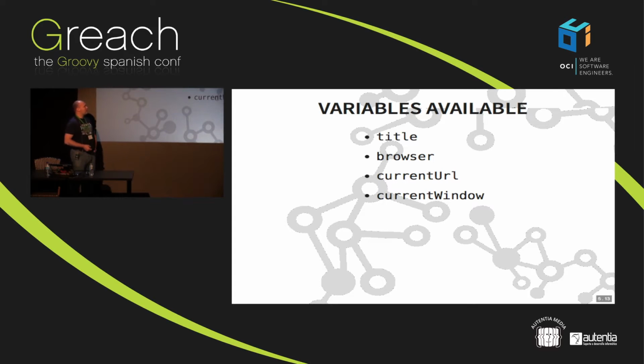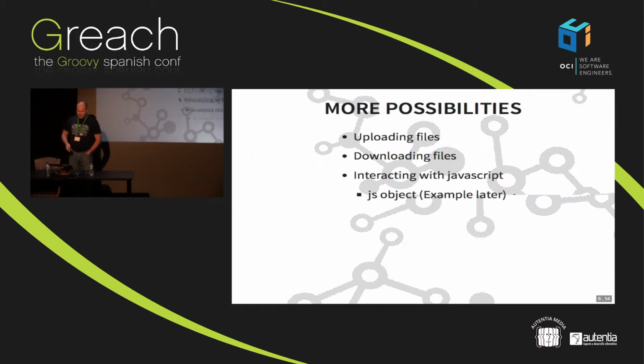Some special variables that we have available, the title variable. So we get the title of the web page. You can interact with the browser from WebDriver and have the current URL and the current window. We have much more options available. You can upload files, download files. When it comes to download files, because the browser asks you where do you want to save it normally, this tends to become a little bit of a problem.